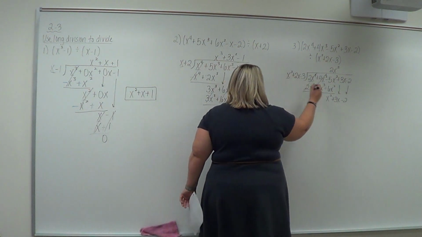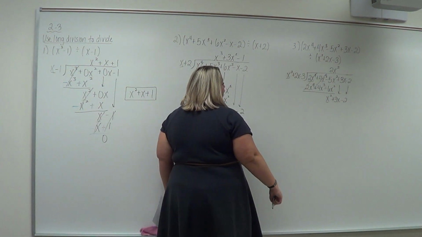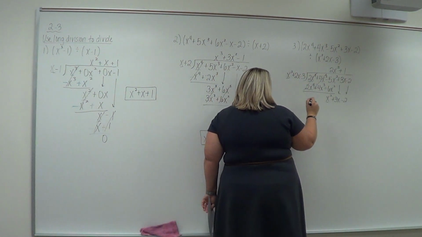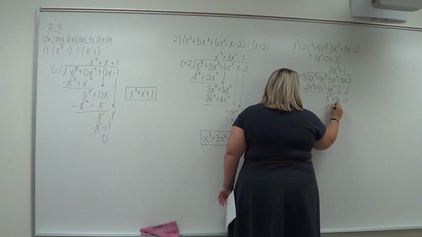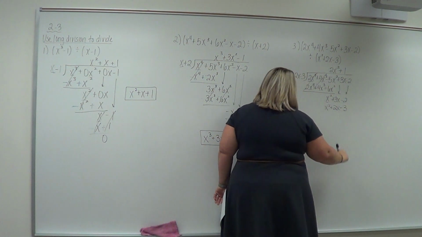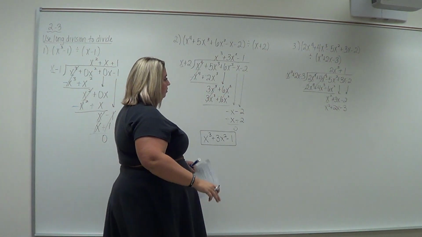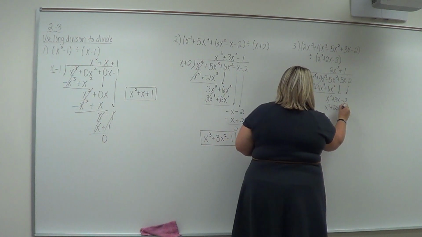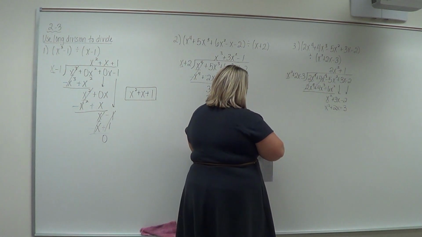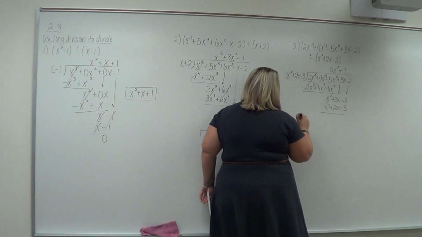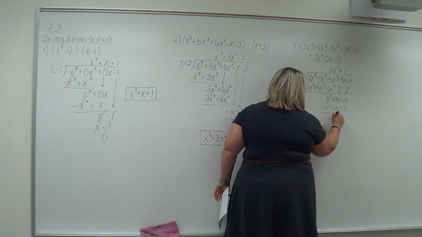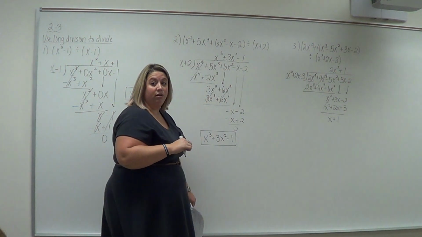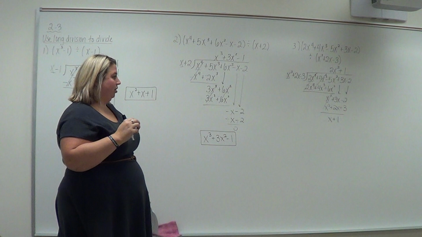Okay, then I start over, so what times x squared is x squared? 1, so I put plus 1. So if I multiply, that would give me x squared plus 2x minus 3. And then subtract. So x squareds cancel. 3x minus 2x would be x. Negative 2 plus 3 would be 1. Okay, is there anything else to pull down? Okay, so that's going to be your remainder.